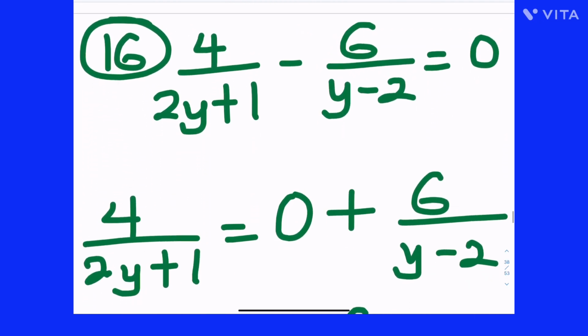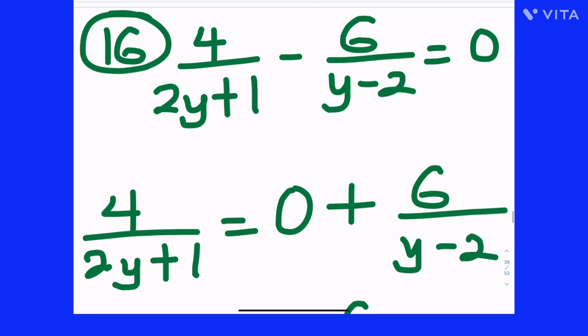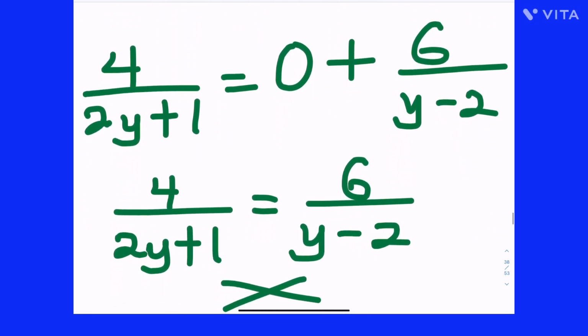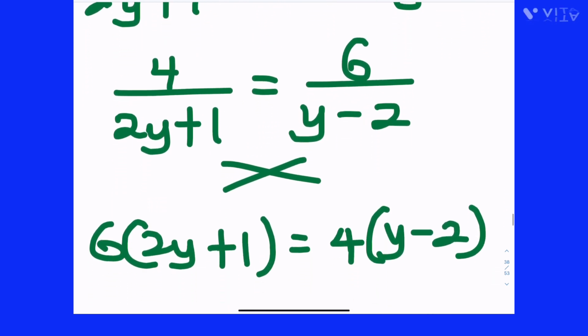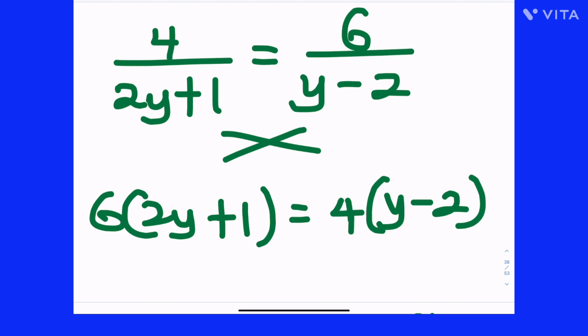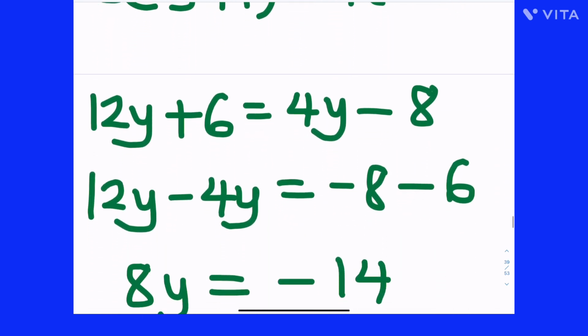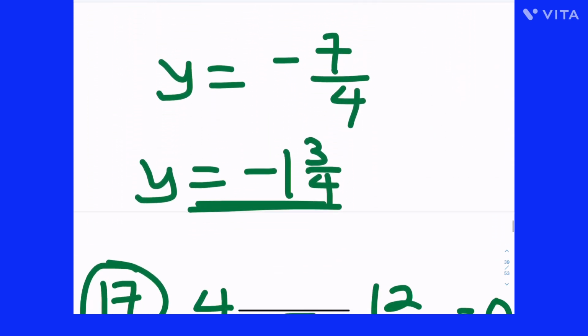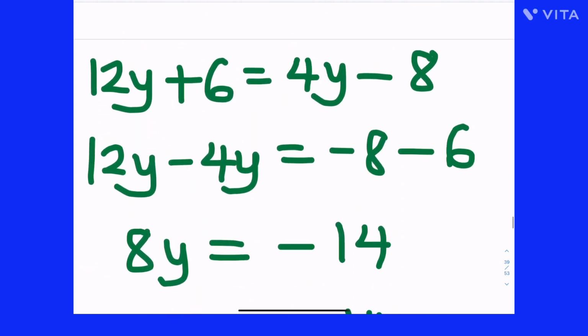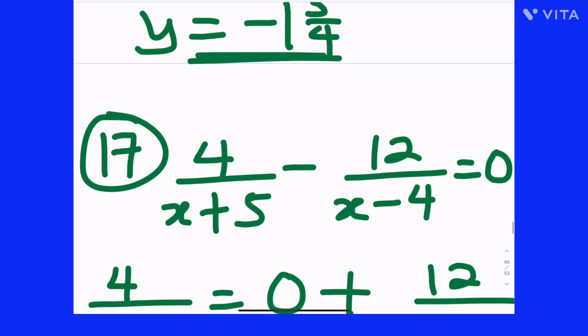Number 16, take this fraction to the right. It becomes 0 plus 6 over y minus 2. So you have 4 over 2y plus 1 is equal to 6 over y minus 2. You cross multiply. Just get used to this cross multiplication and collection of like terms. That's the basic trick in linear equation. If you don't make mistakes, any one you answer will be correct.